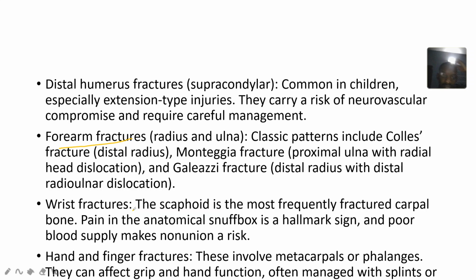Okay, then we have wrist fractures, where the scaphoid is the most commonly fractured carpal bone. You have a lot of pain in the anatomical snuffbox, and it's actually a hallmark sign, and also poor blood perfusion. So the blood supply there will be reduced so much. They will have fractures that could occur around the hand and the fingers. So fractures around the metacarpals, the phalanges, and they mostly affect the function of your hand, your ability to grab things like you used to grab before.